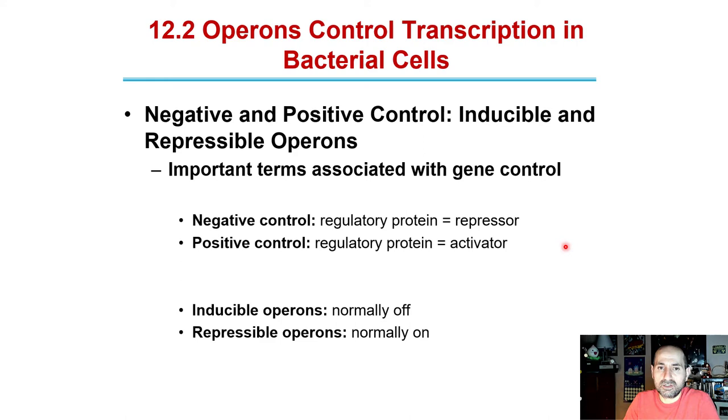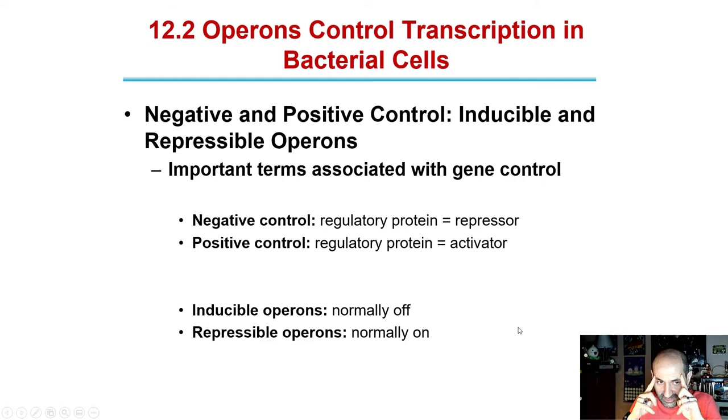So in negative control, you're dealing with a repressor. In positive control, you're dealing with an activator. Now, here are two more terms you need to know. Inducible operons are normally off, but you can turn them on by doing something or adding something. Does that make sense? Repressible operons are normally on, but you can turn them off by doing something or adding something. So just remember that, okay?